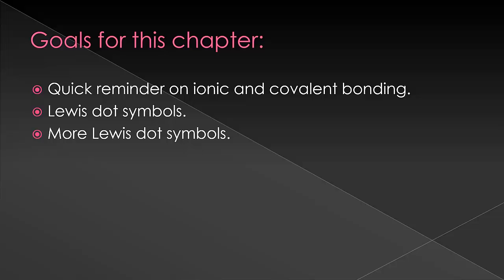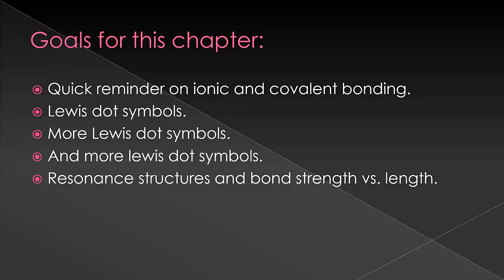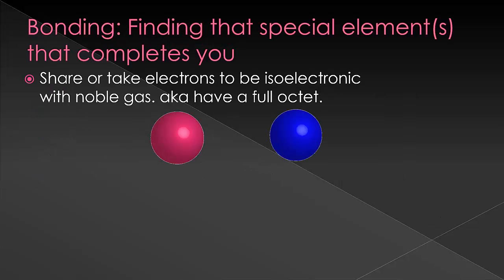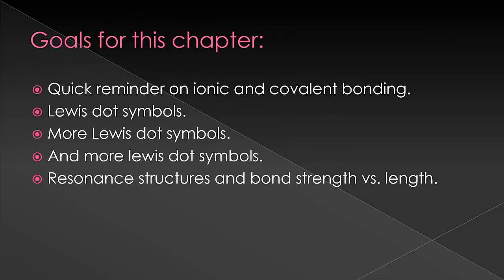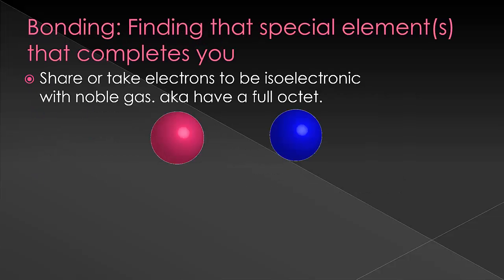Then we're going to do some more. We're going to increase in difficulty level as we go throughout the chapter. And then we'll get to more complicated ones that actually break some of the rules I lay out in the first ones. At that point, we'll have enough information to go on and talk about resonance structure and then bond strength and length. And that will wrap up this chapter. So first, let's do some review.